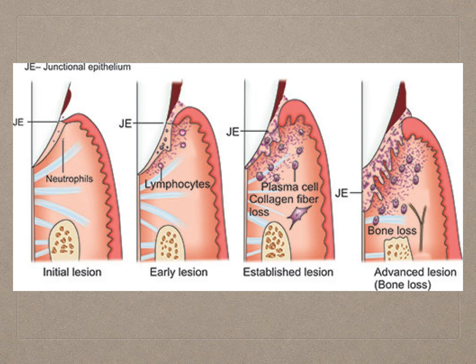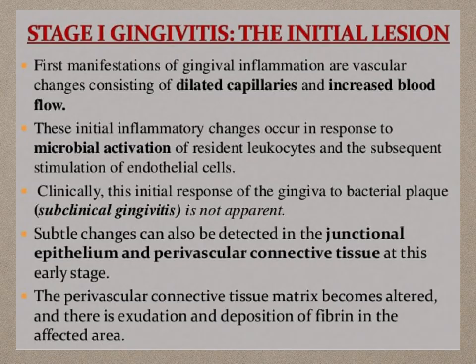Now, diagrammatically, when we see the initial lesion, we can see that the junctional epithelium is intact. In the early lesion, once there is penetration of the neutrophils followed by the lymphocytes, there is apical migration of the junctional epithelium. In the established lesion, there is further penetration of the plasma cells and further collagen breakdown. And in the advanced lesion, there is apical migration of the junctional epithelium accompanied by bone loss, which comprises the stage of periodontitis.